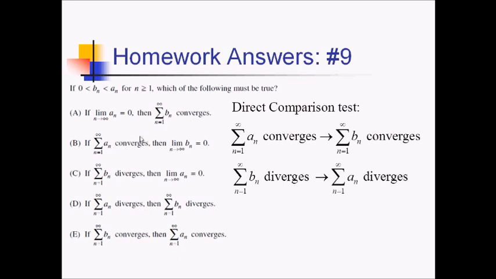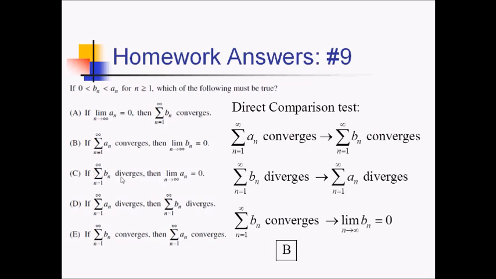If A converges, then the limit as n approaches infinity of B is 0. Okay, well, if A converges, then that means that B must converge. If B converges, is it true that the limit of the nth term is going to be 0? Well, yes, it is, because every converging series passes the nth term test. Passing it is not enough, but it's at least a requirement for convergence. So we actually can pick choice B. Let's just take a look at the other ones, though, to make sure we can really eliminate them.